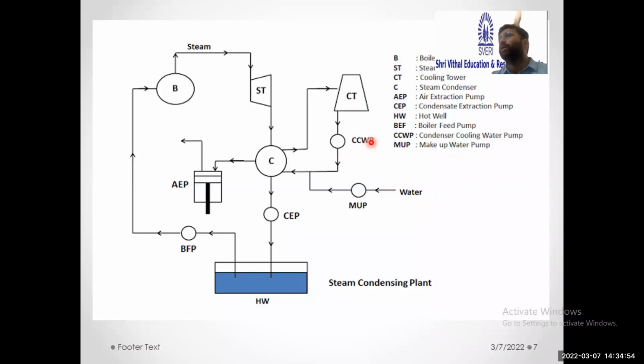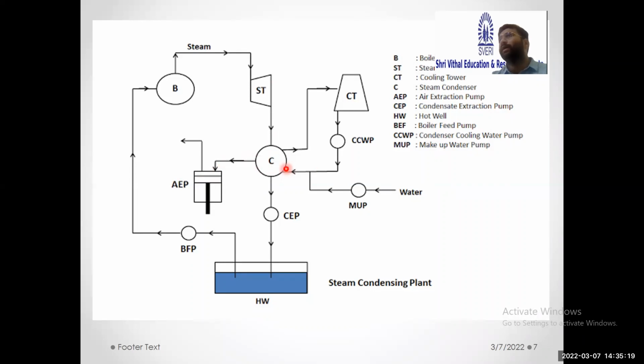Now from where will the cooling water come? It will come from the cooling tower. So the cooling tower will supply the cooling water to the condenser. Here heat transfer will take place between the cooling water and hot steam. Steam will be condensed to water. Now whatever air and other impurities are there in the steam are removed with the help of the air extraction pump, AEP. It removes the air from the steam.